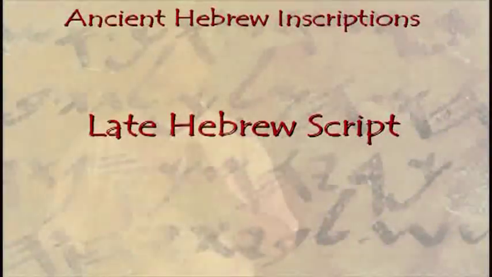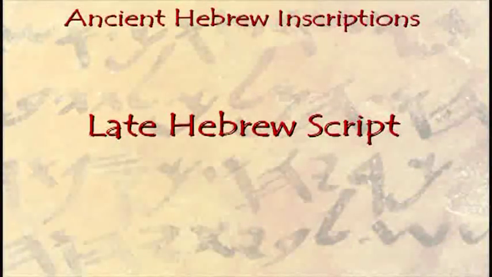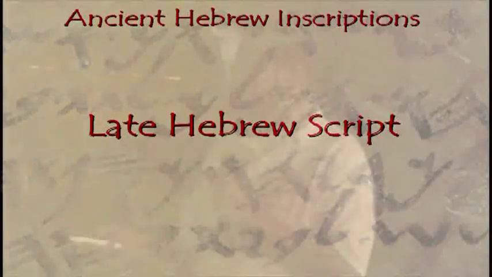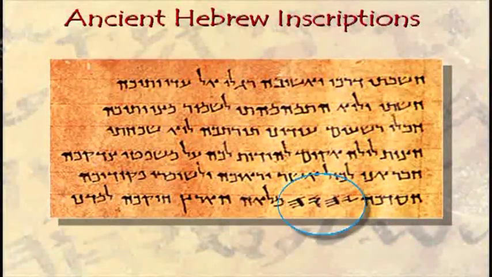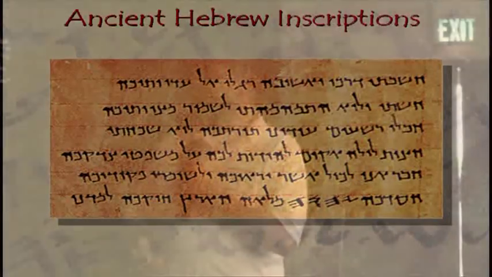Okay, let's jump into the late Hebrew script. This is when they started adopting the Aramaic square, what we call square script. But if you'll notice, again, like I said before, whenever they came to the name of Yahweh, they recognized its uniqueness, and they would use the Paleo-Hebrew for the name of God, Yahweh. This is just an example from the Dead Sea Scrolls.